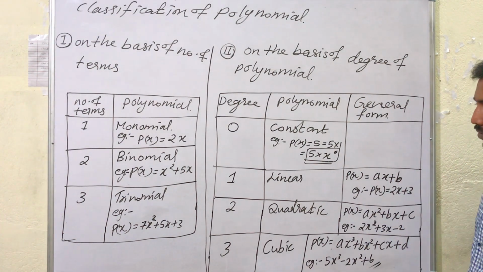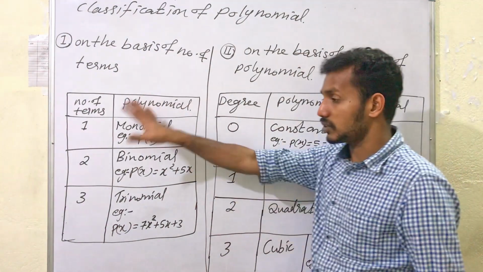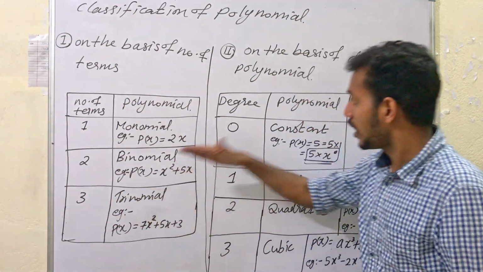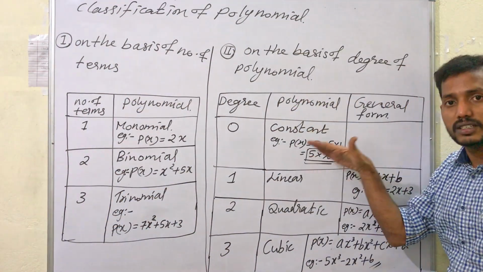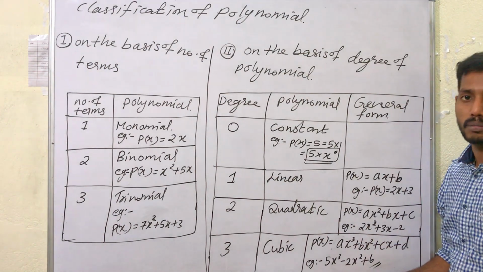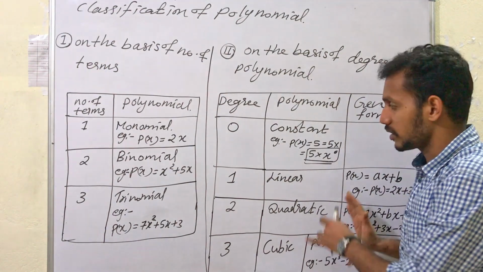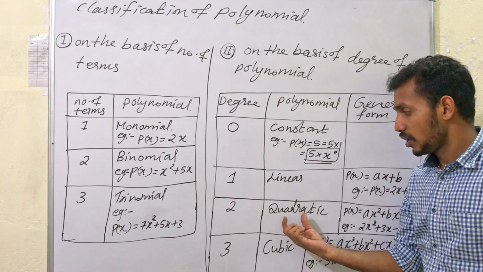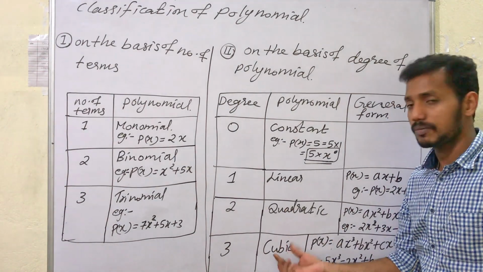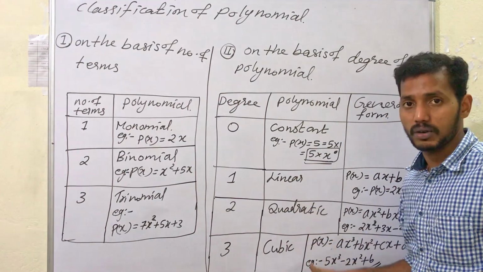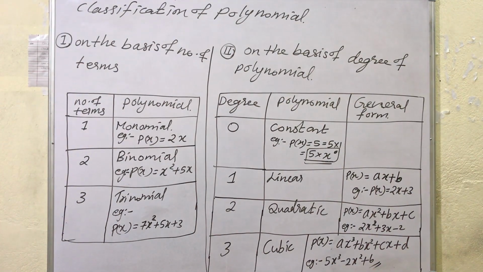Clear? It doesn't matter. So this is the classification on the basis of number of terms, and this is the classification on the basis of degree of the polynomial. This is a very important classification. Out of this, quadratic, linear, cubic, this whole concept is very important.